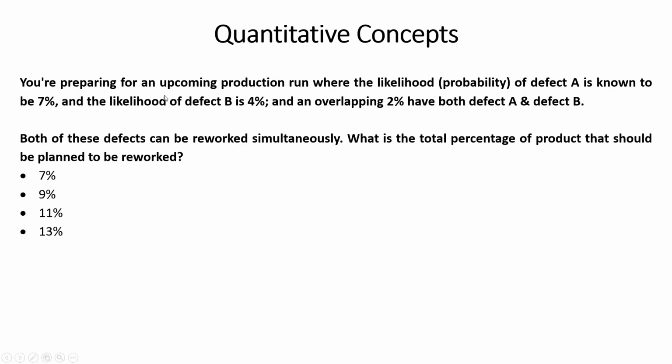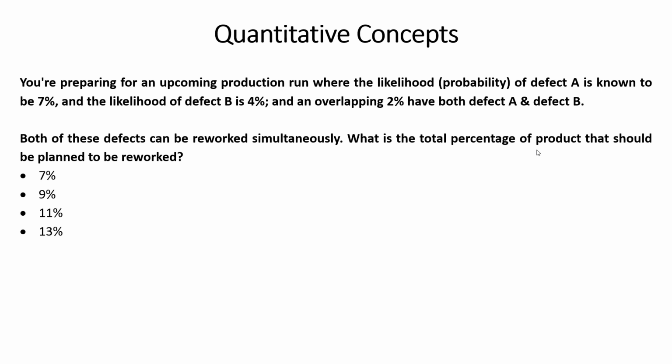Okay, so you're preparing for an upcoming production run where the likelihood of a defect, let's say we've got 2 defects, so the likelihood of defect A is known to be 7%, and the likelihood of defect B is equal to 4%, and there's an overlapping 2% of the population that has both defect A and defect B. All right, so both of these defects can be reworked simultaneously. What is the total percentage of product that should be planned to be reworked?